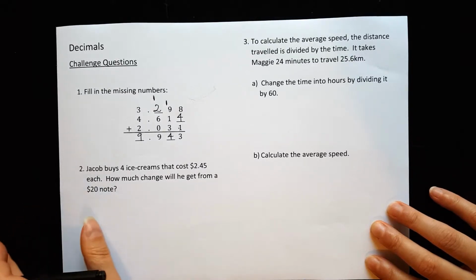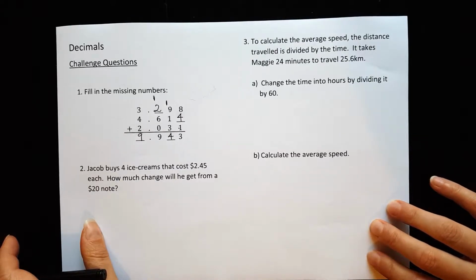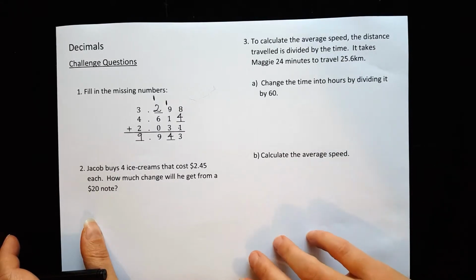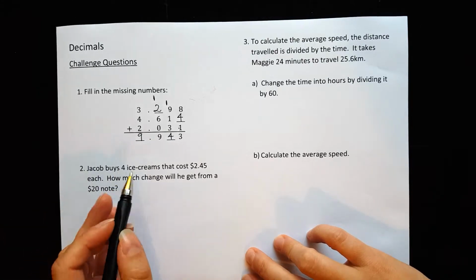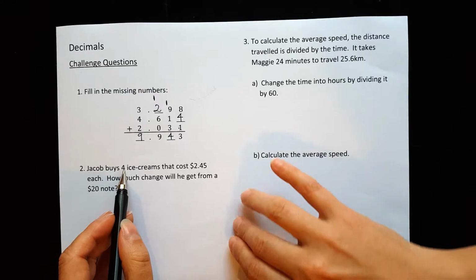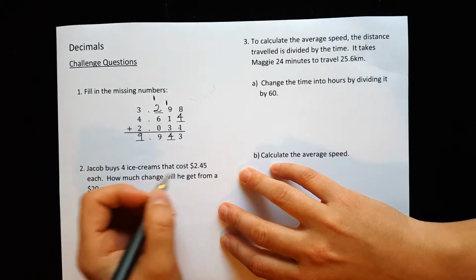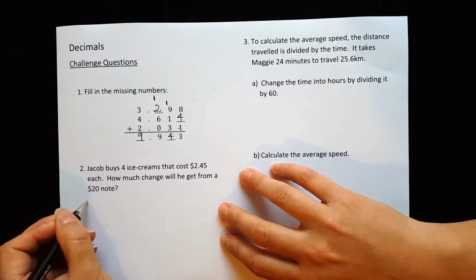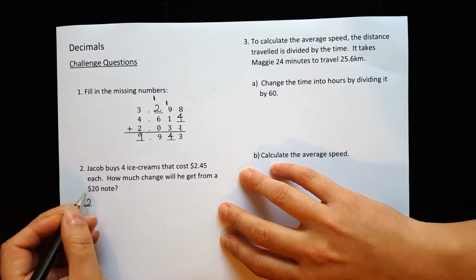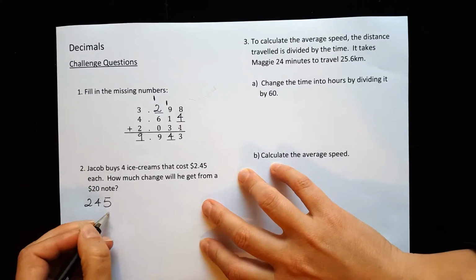Jacob buys 4 ice creams that cost $2.45 each. How much change will he get from a $20 note? First of all, we need to work out what the 4 ice creams cost. So we're going to need to multiply 4 by $2.45. So to multiply decimals, first of all, we're going to ignore the decimal place and we're just going to do 245 times by 4.